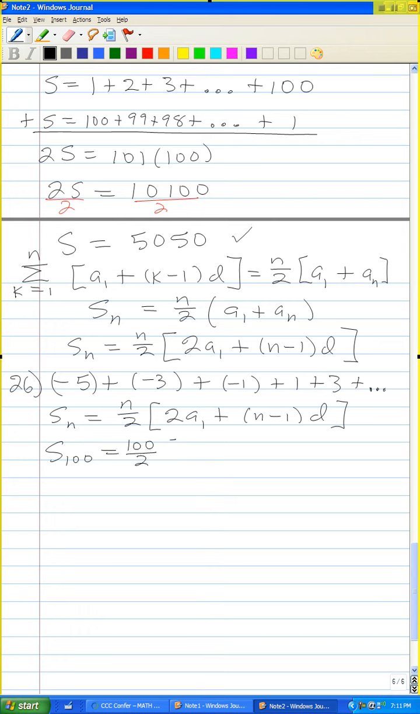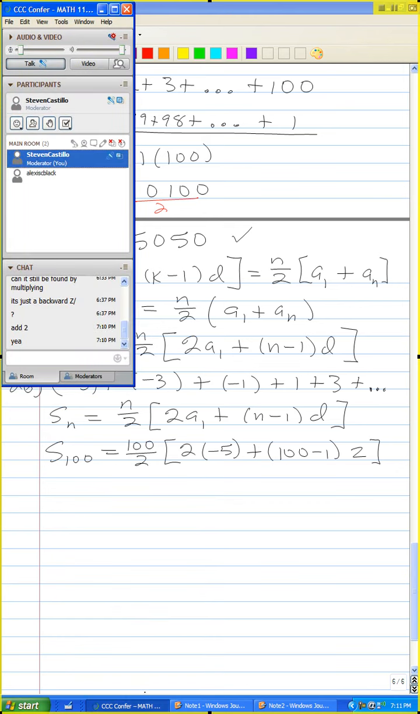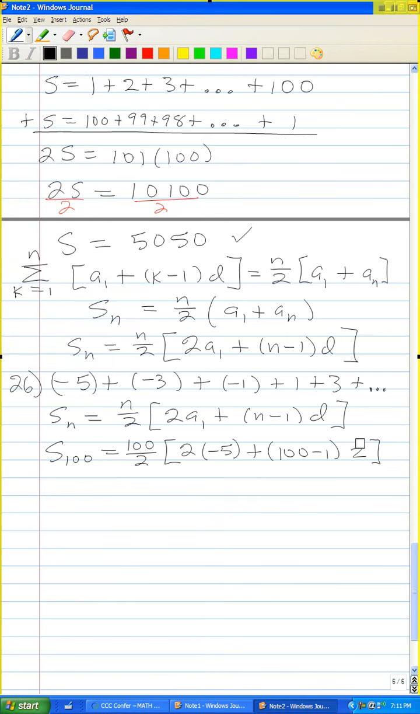So I want to add up the first 100 terms. So 100 over 2 times 2 times a sub 1, and the first term is negative 5. I'm adding up 100 terms, so n is 100. The common difference is, well, in order to go from negative 5 to negative 3 to negative 1 to 1 to 3, and so on, I keep adding 2. The common difference is 2. And so let's simplify this.